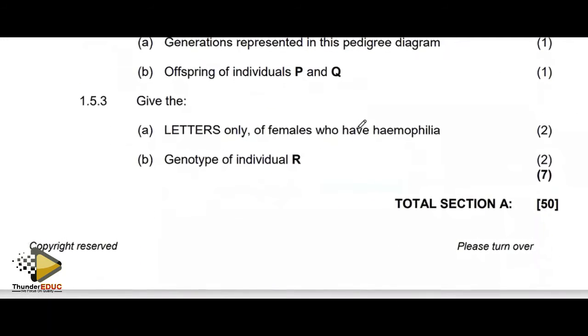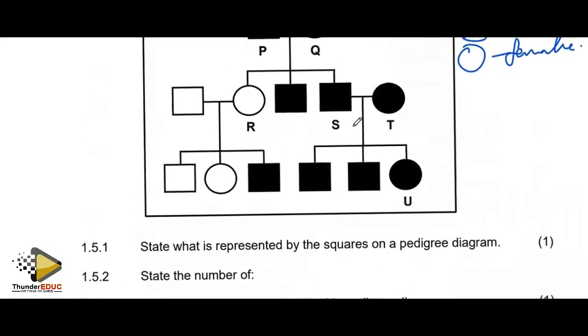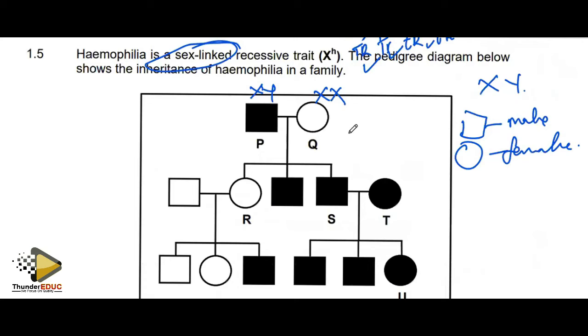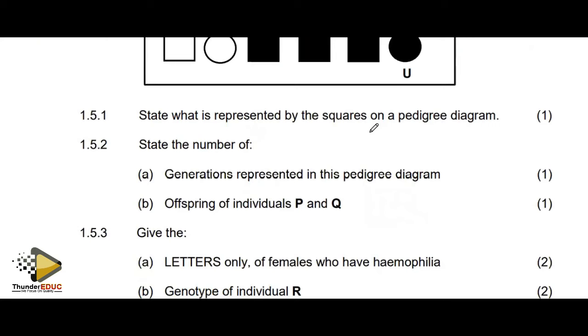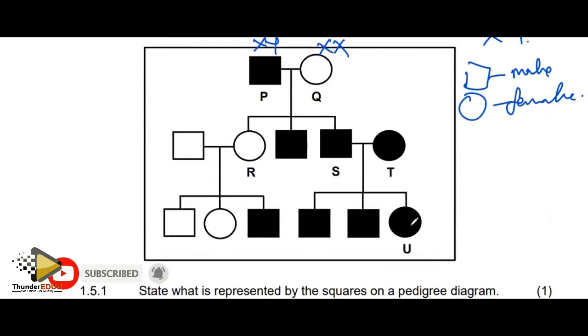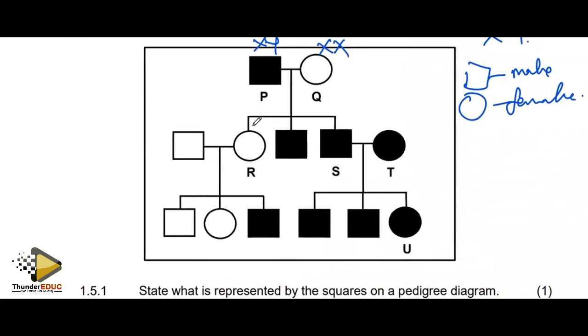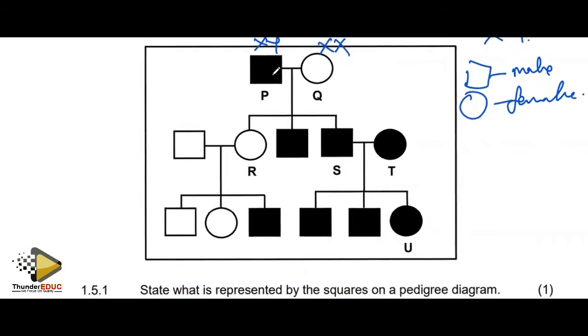They are saying give the letters only of females who have hemophilia. The shaded ones, because it's recessive, are affected with hemophilia. So females: 1, 2. So there are 2 people who have hemophilia. Then give the genotype of R. Where is R? R is a female, but a female who came from a guy who had hemophilia.